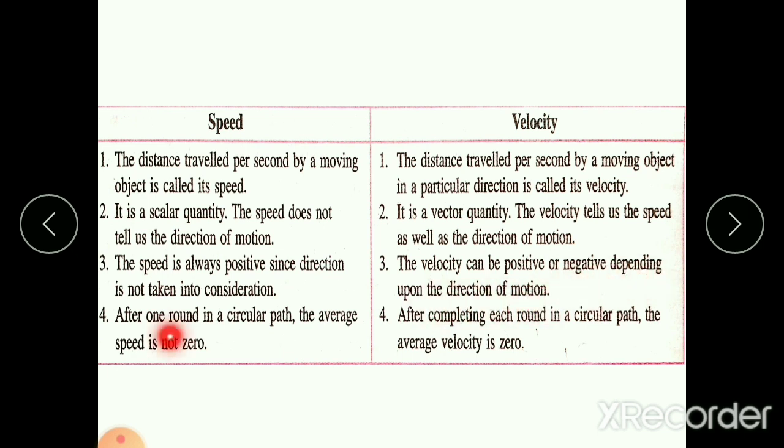The fourth one, after one round in a circular path, the average speed is not zero. But in velocity, after completing each round in a circular path, the average velocity is zero. So what is the formula to find the velocity? It is displacement by time. After completing one round, you know that displacement is zero, then the velocity also will be zero.